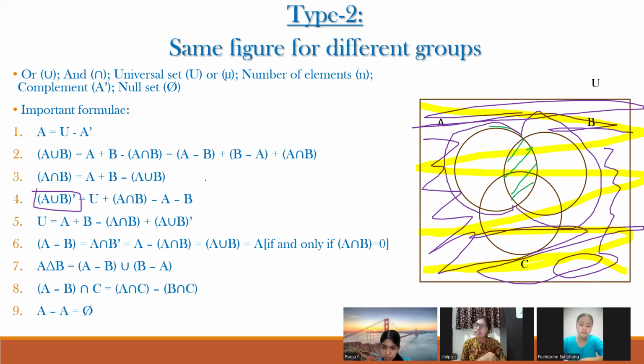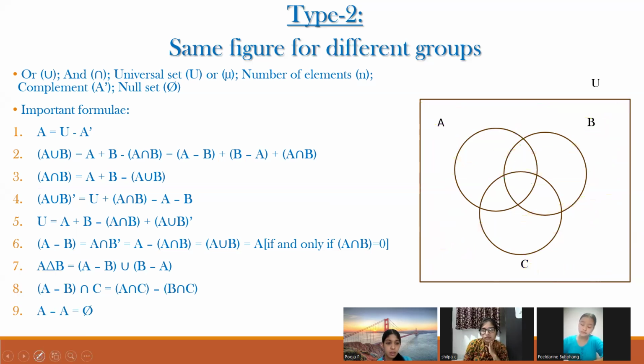In the universal set, A and B are also there, so we should remove them. Minus it. Yeah, that is why minus A minus B. Remove that. Okay, ma'am. Okay, so clear with this formula? The fourth one? Yes, ma'am. Okay, so fine, that is done.